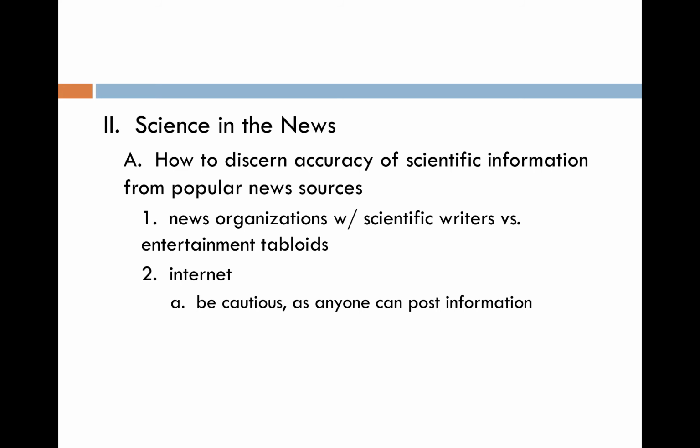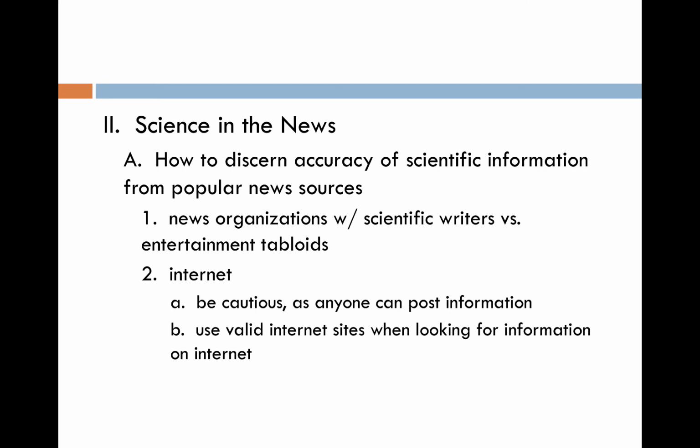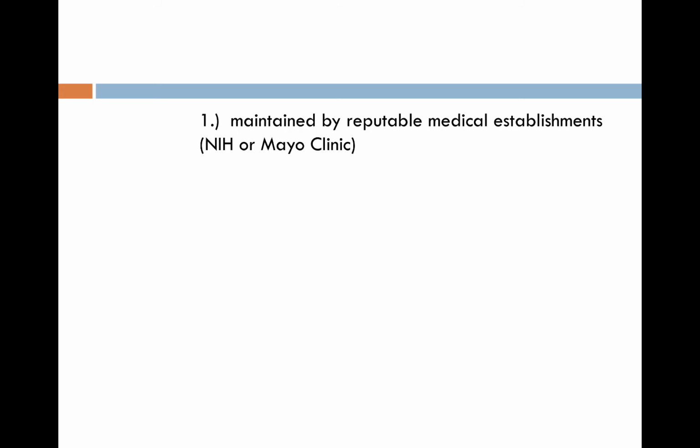And specifically on autism, there's a lot posted on the internet. As far as vaccines, does it cause autism? Make sure that you use valid internet sites when looking for information. You want to choose sites that are maintained by reputable medical establishments, like the National Institutes of Health or the Mayo Clinic, just a couple of examples. Also, choose sites with nonprofit domain names like .gov and .edu.